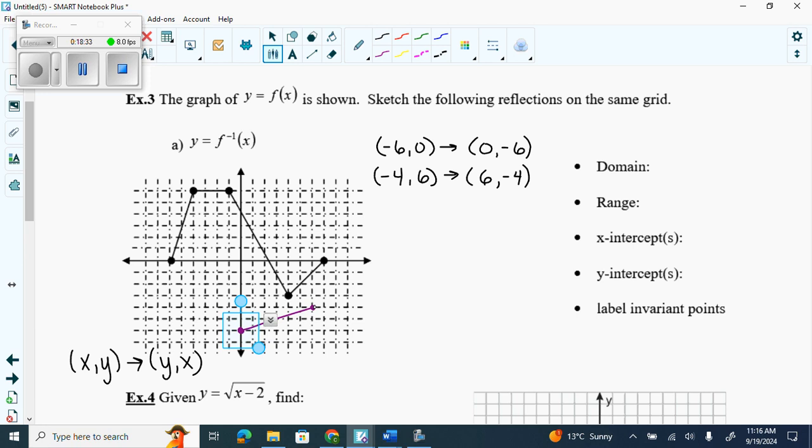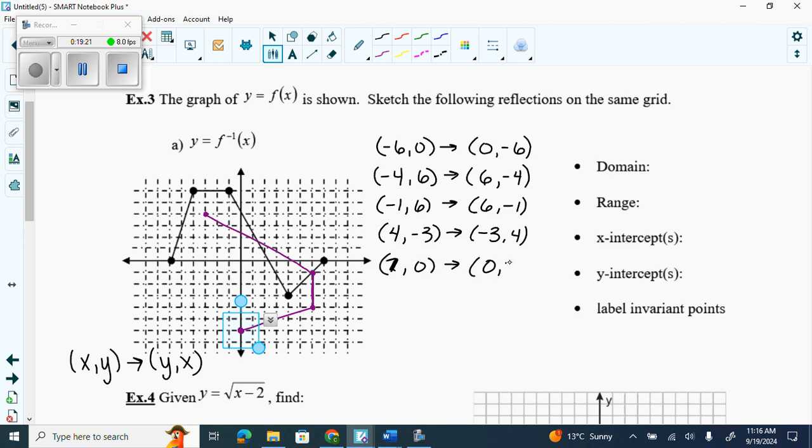Are the signs or anything switching? Are we literally just taking the x's and they become the y's and the y's become the x's? Some people want to negate stuff. No, they just swap. Okay? Then I have negative 1, 6. It's going to become 6 and negative 1. Then I have 1, 2, 3, 4, negative 3. It's going to become negative 3 and 4. And then I have 1, 2, 3, 4, 5, 6, 7, 0. Oops, I don't know what I was writing. 7, 0, and it's going to become 0, 7.